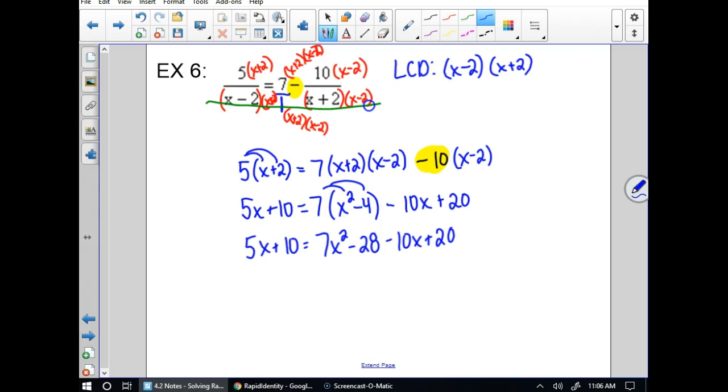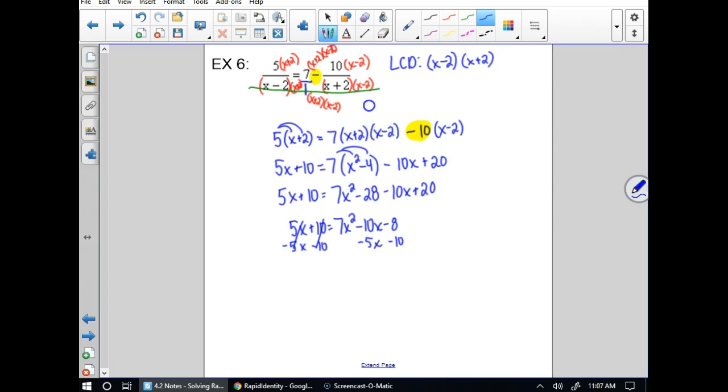And let's put that negative 28 and the 20 together. So 5x plus 10 equals 7x squared minus 10x minus 8. Okay, normal equation or quadratic? Quadratic. So let's move everything to one side. So subtract 5x. Subtract 10.